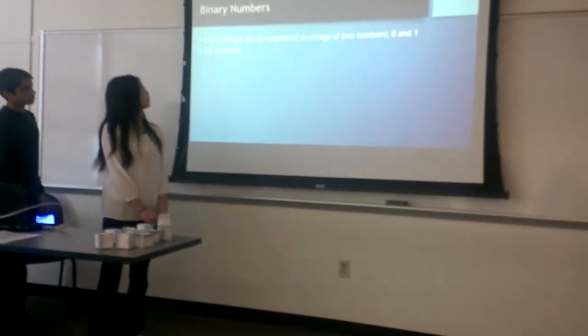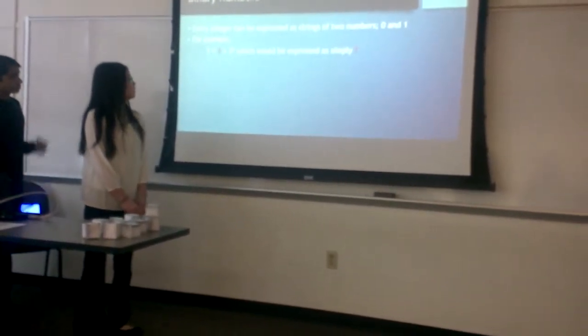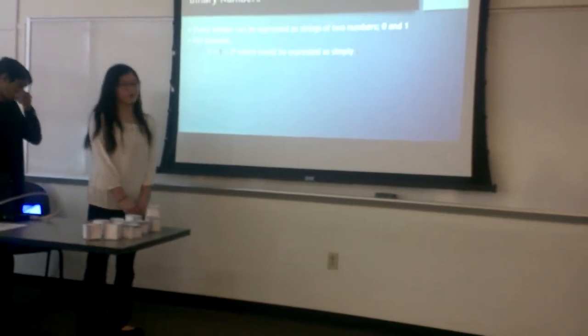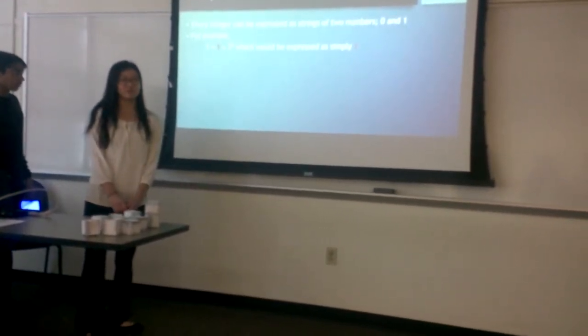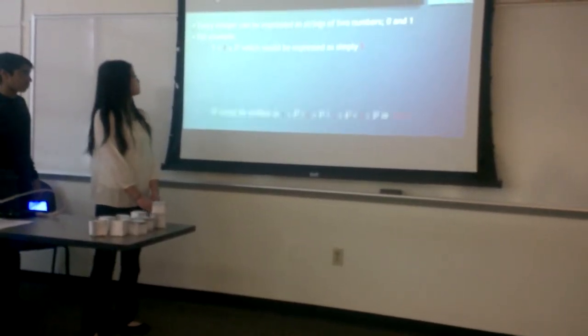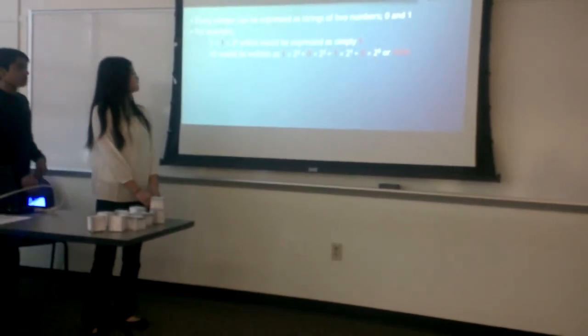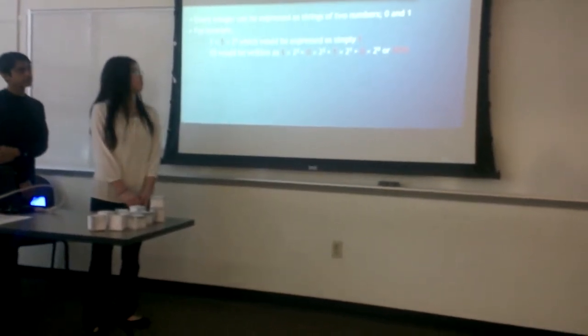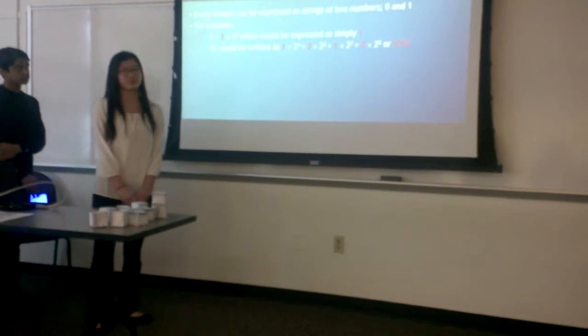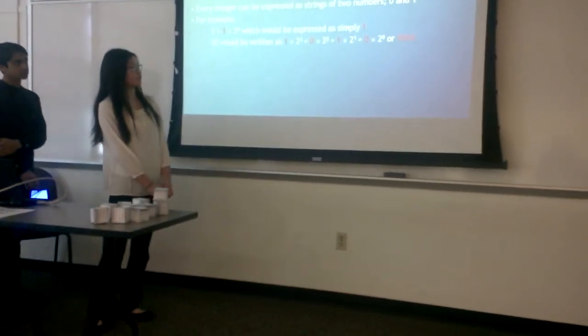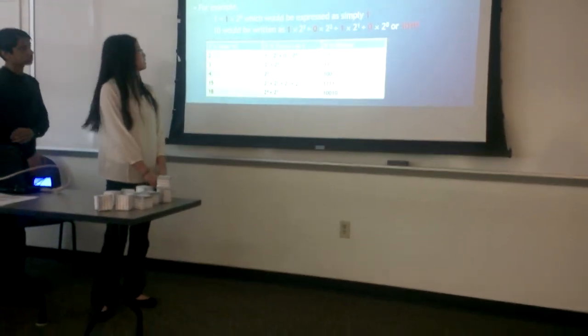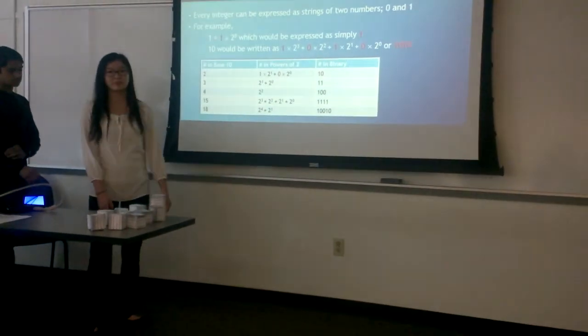So we'll have 0 and 1. For example, 1 has 2 to the 0, so its binary would be 1. And 10 is made up of 2 to the 3rd and 2 to the 1st, which means its binary is 1, 0, 1, 0. And these are some other numbers and their binary codes.